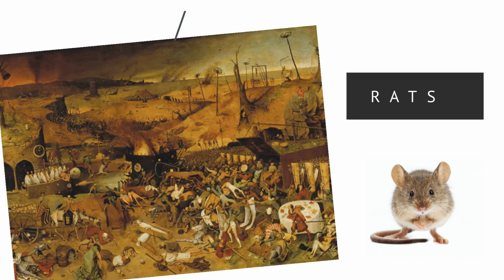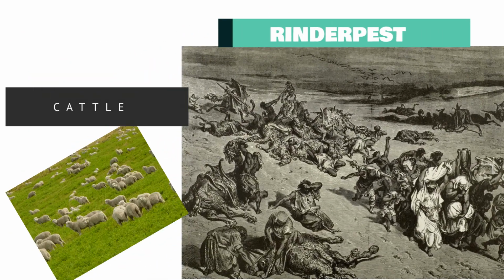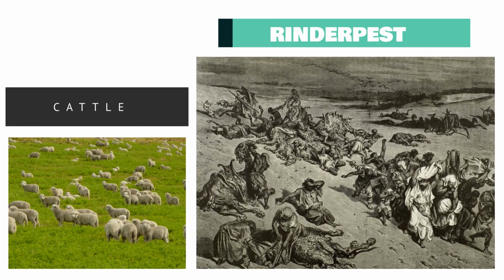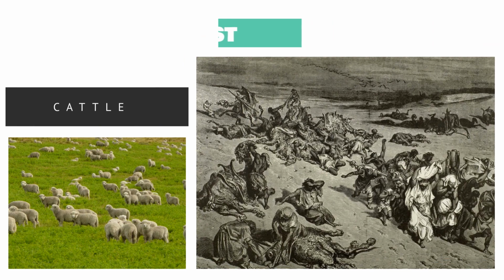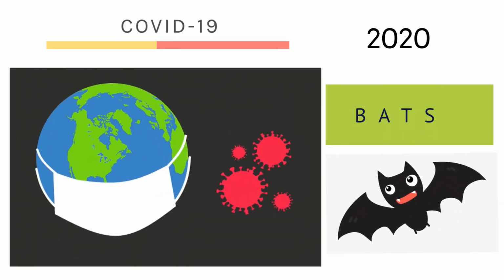There have been several outbreaks in our history, like the bubonic plague, that was caused by infected rats in Europe in 1350s. Also, in 1750s, rinderpest was caused by infected cattle in Africa. And in 2020, it is COVID-19, which is believed to have originated by infected bats.